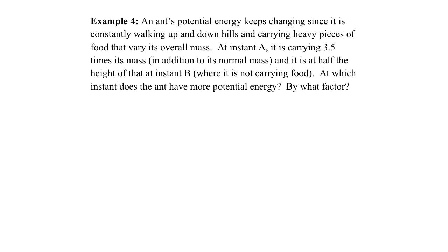So it's carrying 3.5 times its mass on its exoskeleton. It's at half the height that it is at instant B, where it's not carrying food. So currently at instant A, it's half the height that it is at instant B. At instant B, something happened to its food. It ate it or dropped the food along the way. Which instant does the ant have more potential energy, and by what factor? Now, it could be useful to use numbers if you want. You could give the mass of an ant a certain value, call it 1, and then the food it's carrying is 3.5 times that. But you don't need to use numbers here. This is one of those times where variables work.